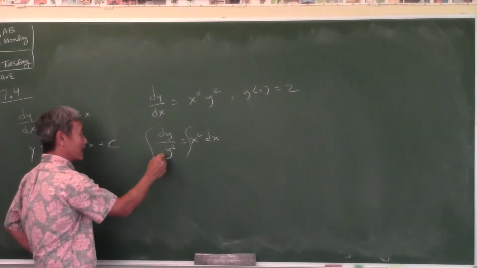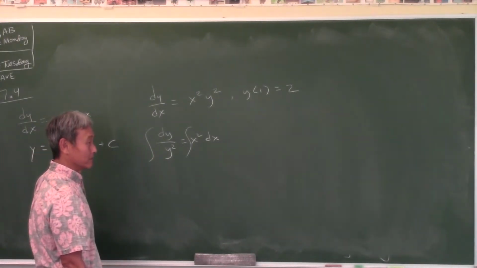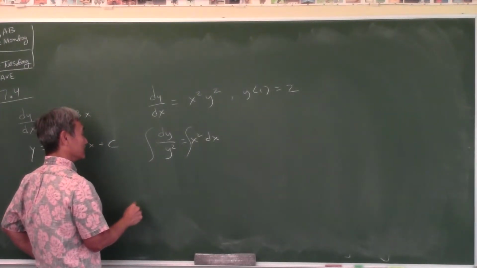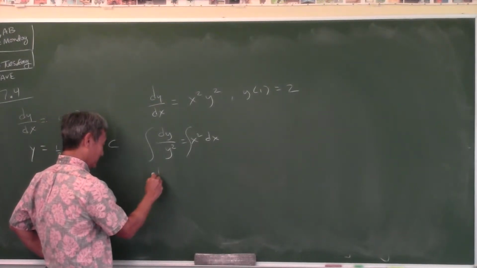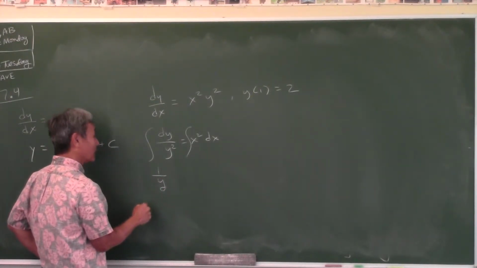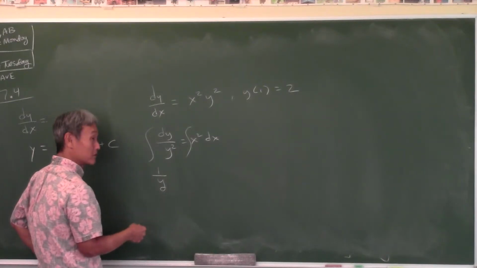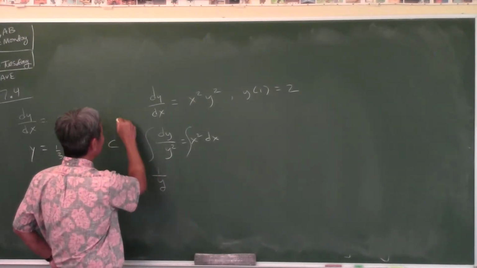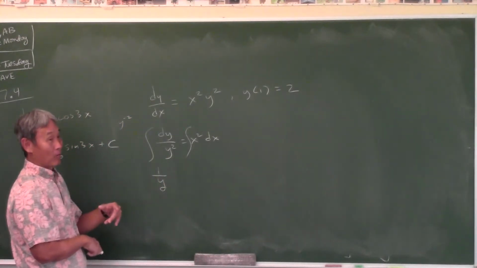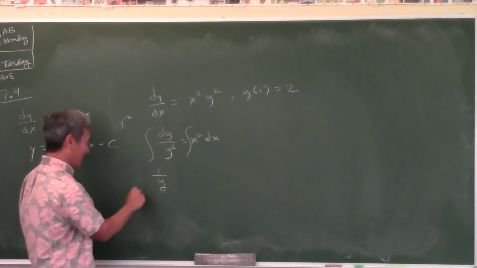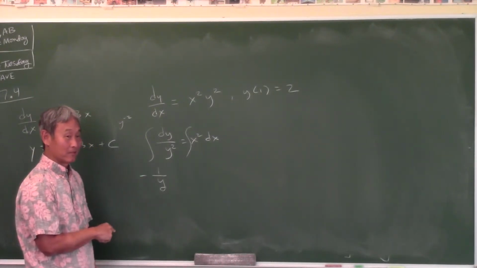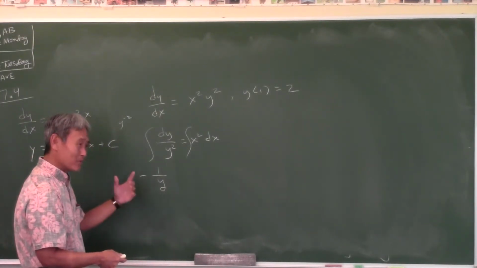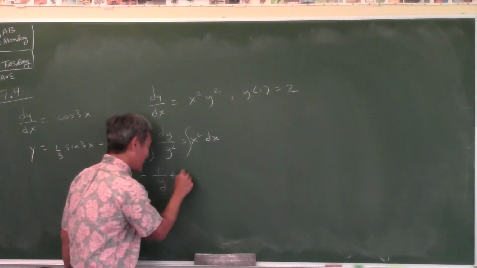Okay, what's the integral of the left side? Bailey, integral of the left side. 1 over y? Close. I'll give you a hint. Isn't this the same thing as y to the negative 2? So you make the power 1 bigger, put the reciprocal in the front. Negative. Okay, negative 1 over y. Almost correct. What happens when you find the antiderivative? Plus c.